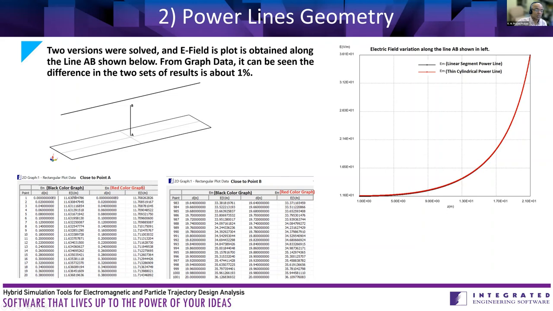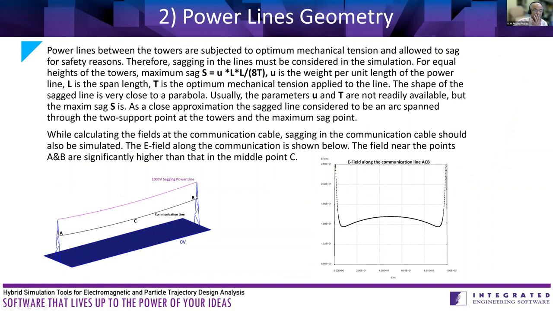what I did was this column belongs to the line segment graph, and this is the thin cylinder. If you observe these results, practically there is a 1% difference. These results are close to the ground, and this table is around this B.